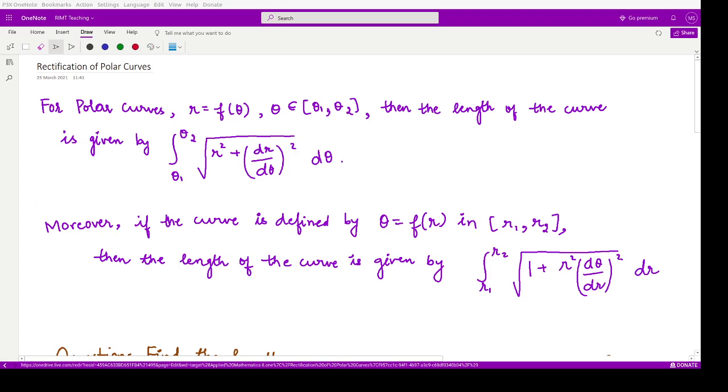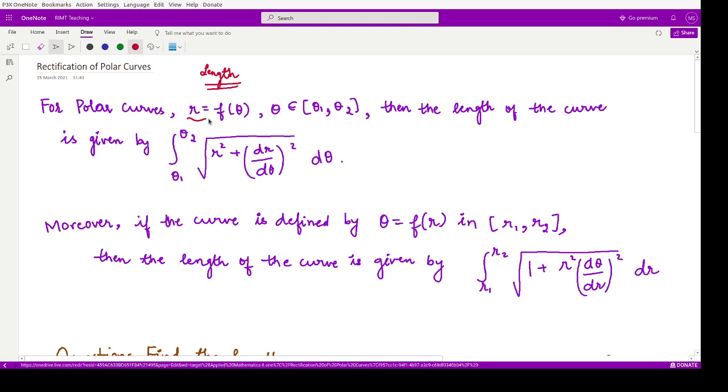So in the last class we studied rectification of polar curves. In this class we shall continue with the rectification of polar curves. That means we will find the length of polar curves. So what is the equation of a polar curve?